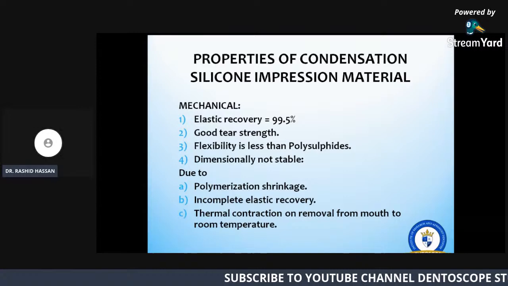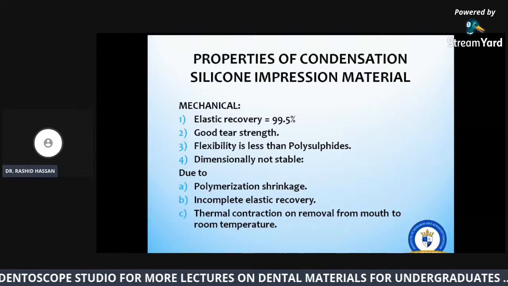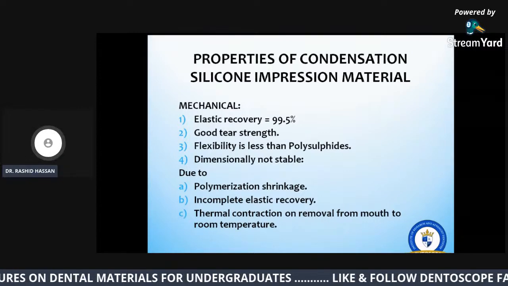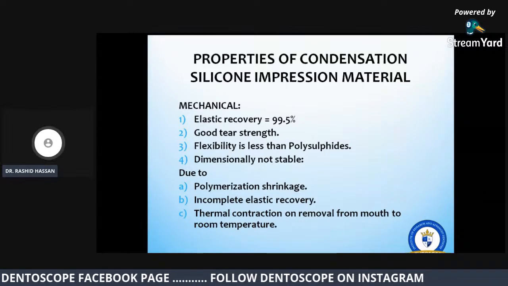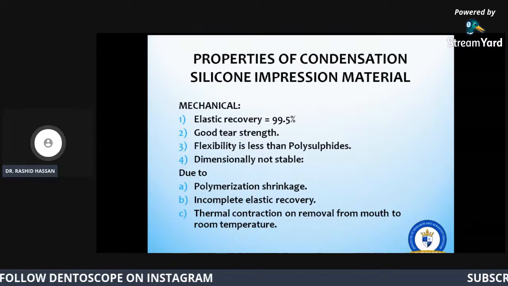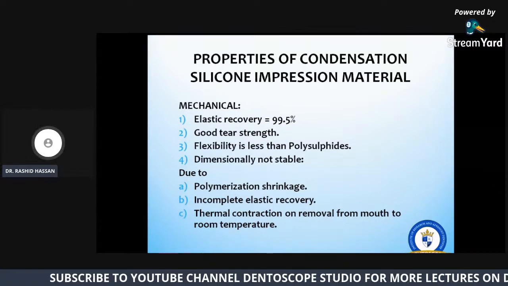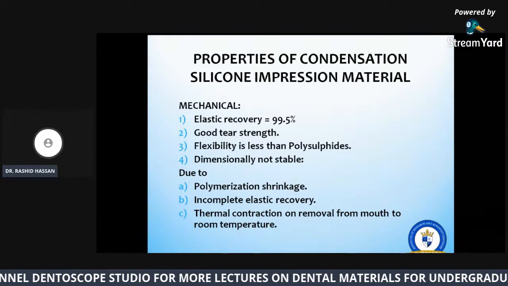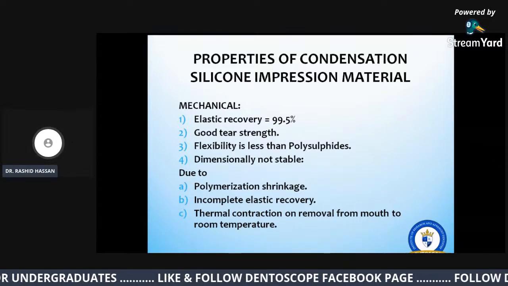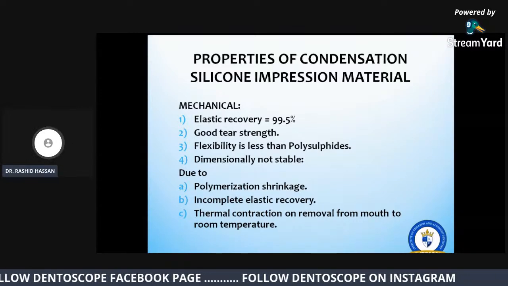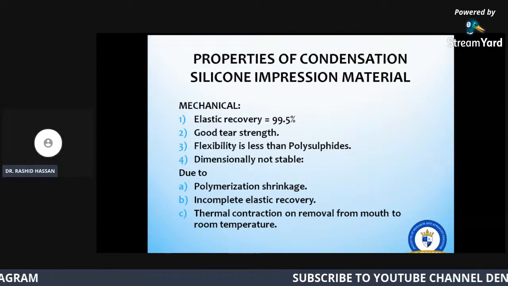As you can see from the name, it polymerizes by condensation polymerization reaction. The polysulfides and the condensation silicon both get polymerized by the same reaction, condensation polymerization. It means they are going to release byproducts, water or alcohol, right? So whenever the water or alcohol is released, it means one of the constituents has leached out, so it's always going to shrink. So it has the polymerization shrinkage, which is a big problem. The thermal contraction on removal from mouth to the room temperature also adds to the dimensional instability.